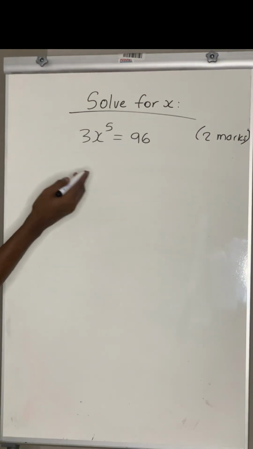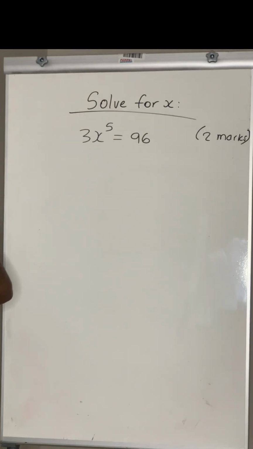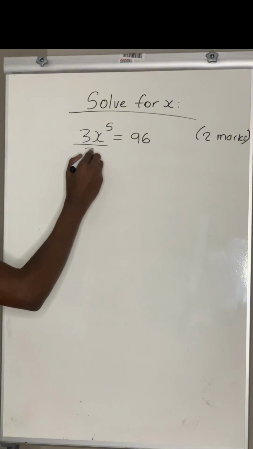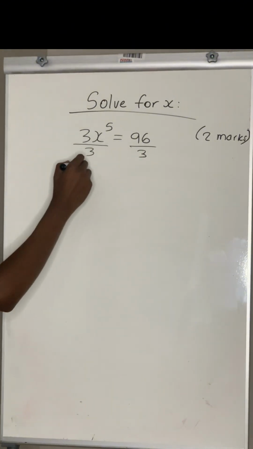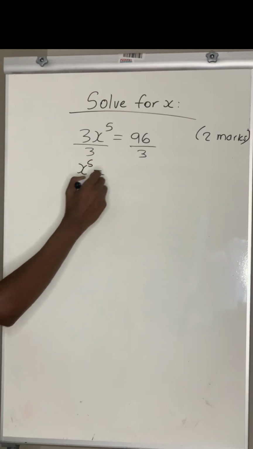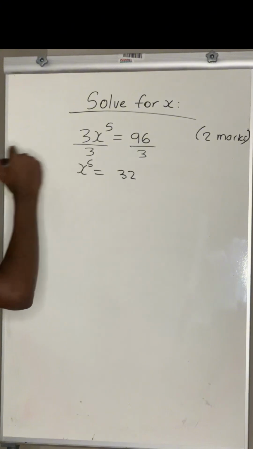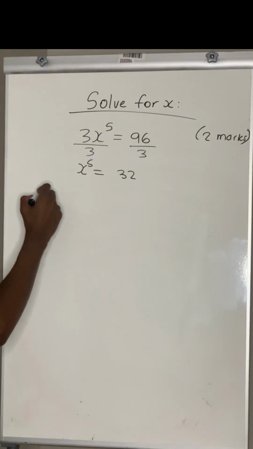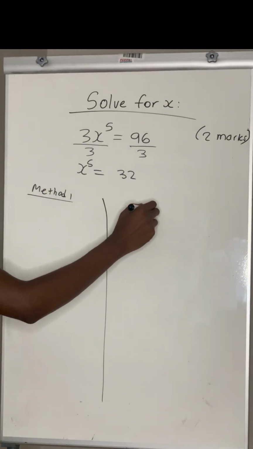So now we have 3x exponent 5 is equal to 96, for 2 marks. Again, our goal is to leave x alone, so let's divide both sides by 3. Then we have x exponent 5 is equal to 96 divided by 3, and we got 32 using our calculators. From here, we can use 2 methods again: method 1 and method 2.